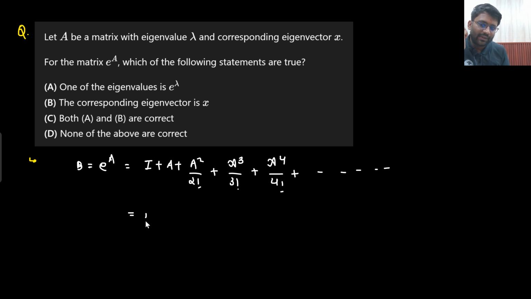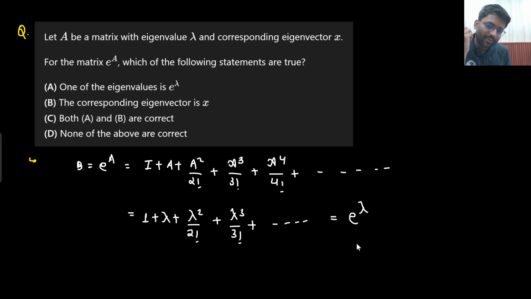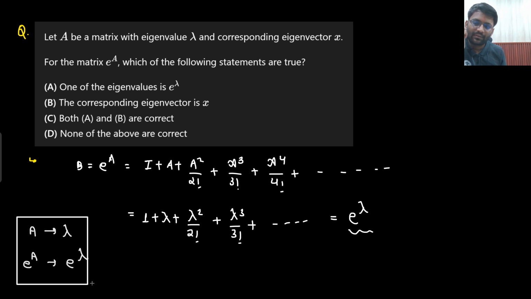So what will be the corresponding eigenvalues? 1, lambda, lambda to the power 2, lambda to the power 3, and so on. So what will this become? e to the power lambda. So if matrix A has an eigenvalue of lambda, then e to the power A has an eigenvalue of e to the power lambda. Understandable? So one of the eigenvalues is e to the power lambda, and the corresponding eigenvector will not change. That will be x only. Understandable? Corresponding eigenvector will be x only.